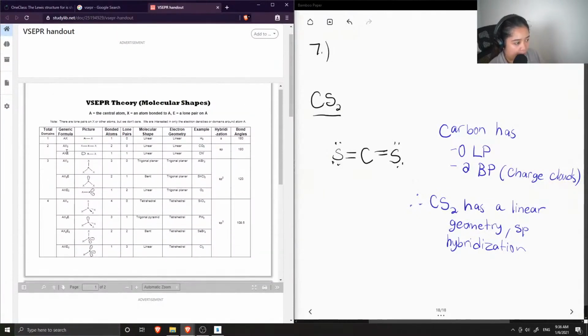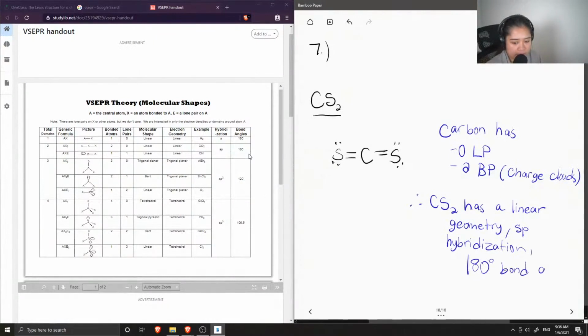Again, we have a generic formula, AX2. The picture looks linear. So 2 bonded atoms, 0 lone pairs, and sp hybridization. And they even have the bond angle, which is around 180 degrees. I'm going to write that down as well. So this is the VSEPR theory, which estimates the type of shape a molecule may have.